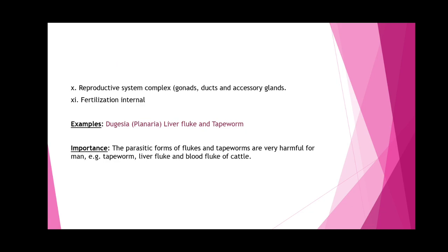Their reproductive structures are very complex if we talk about sexual reproduction. They have proper structures developed, for example, gonads, ducts, and accessory glands. Fertilization is internal.